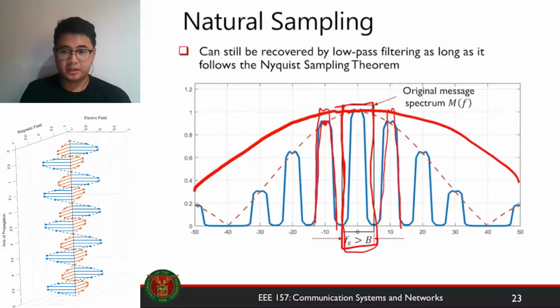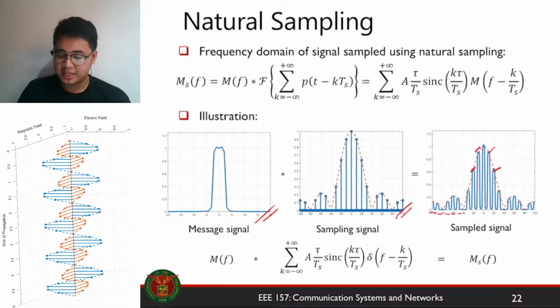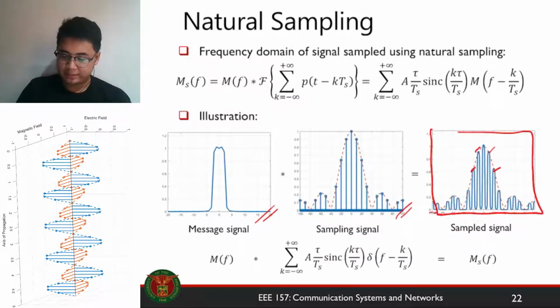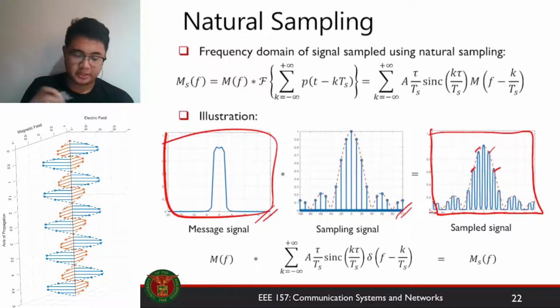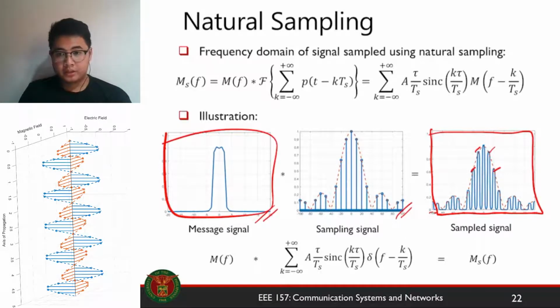Okay? And the drawback of that is that, as you can see, it uses more bandwidth. Okay? It uses more bandwidth compared to your analog signal right here. Okay? And when you sample it, again, when you sample it faster, you'll have a wider sinc pulse and you'll be using more bandwidth and so on and so forth. And this is your natural sampling process.